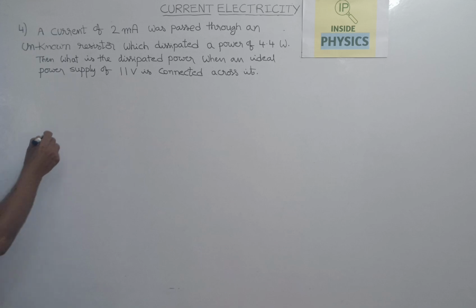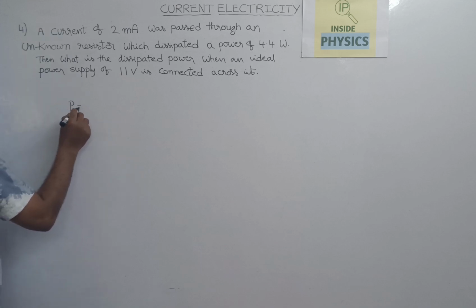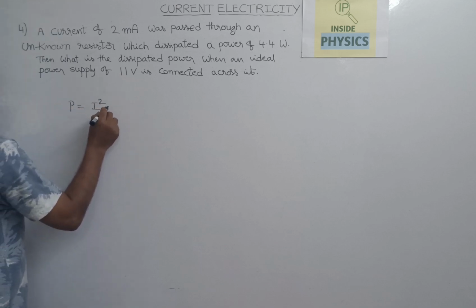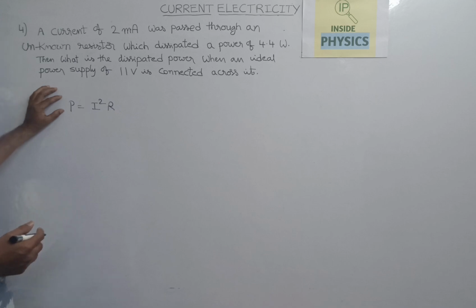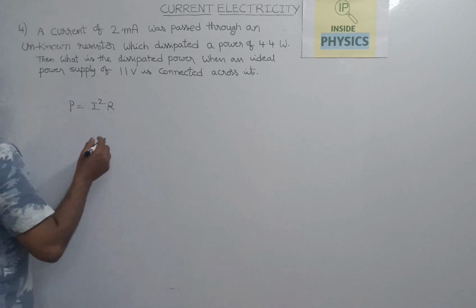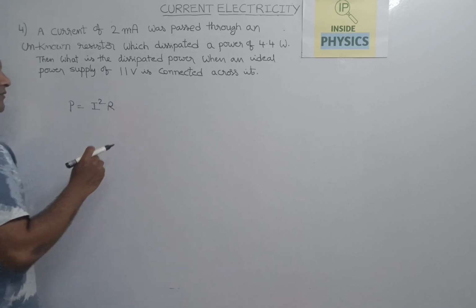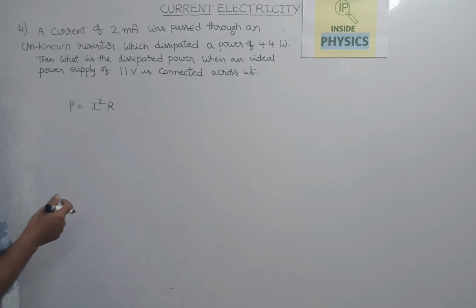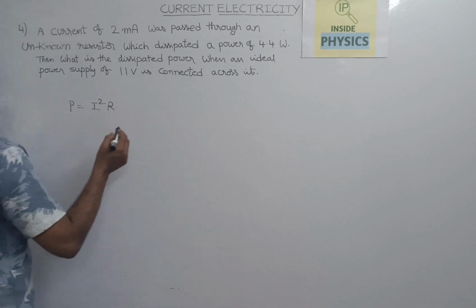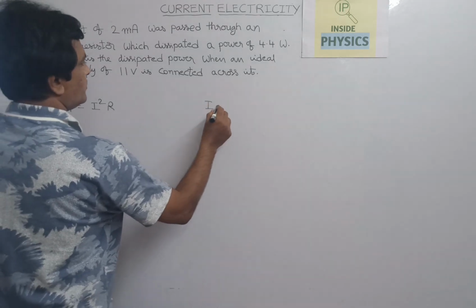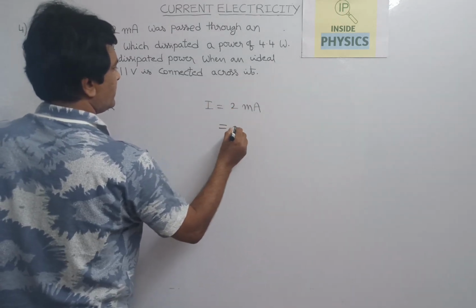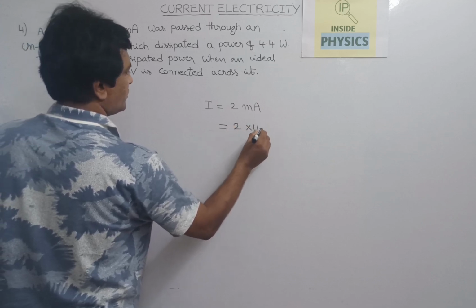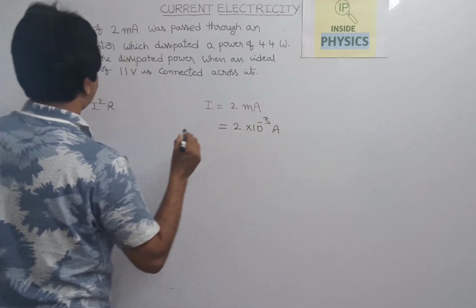So we know that power is equal to I square R. This power dissipated is equivalent to heat produced according to Joule's heating effect, and it is also multiplied with time, when the time of flow of current is also considered. Here what is the current? I is equal to 2 milliamperes. We need to convert this into amperes. So 2 into 10 to the power of minus 3 amperes is the current.